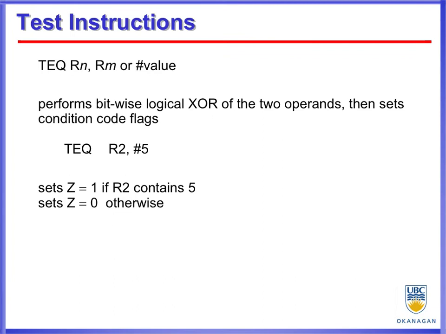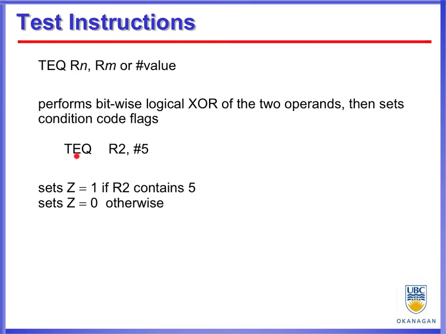The test if equal instruction is a little bit different. It actually will test whether the entire word is the same. So in this particular case, we're going to test to see if what's in register R2 is equal to the immediate operand 5. And it does that with a bitwise logical exclusive OR. You can try that on your own if you want to see how that works.